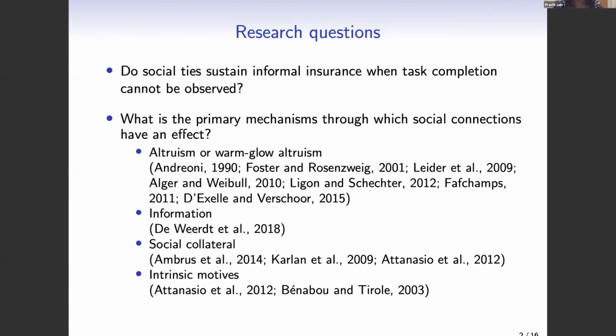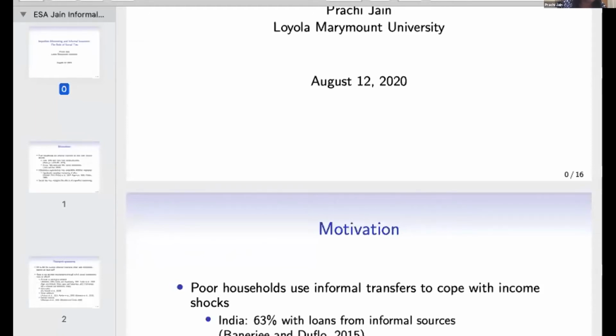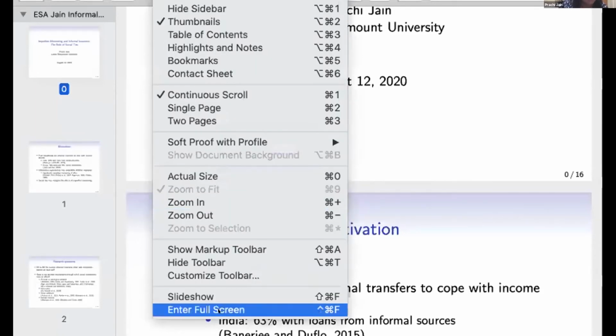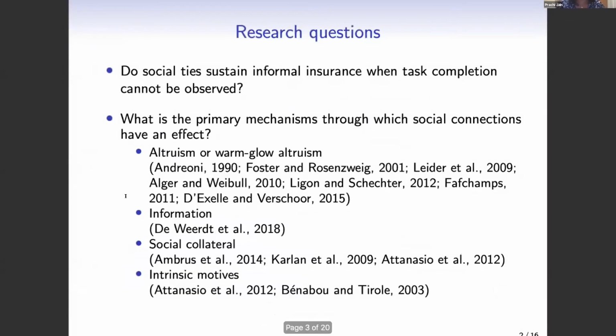I'm also going to think about what the primary mechanisms are through which social connections have an effect. Of course, there are a lot of reasons social connections might matter, and here I'm going to think about four specific channels. One is altruism, the fact that I care about my friend and their utility directly enters my own. Or warm glow altruism, the fact that I enjoy giving to my friend, and that makes me more likely to help my friend out irrespective of the information environment.